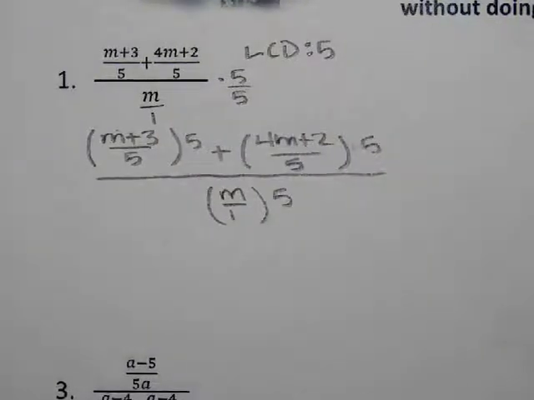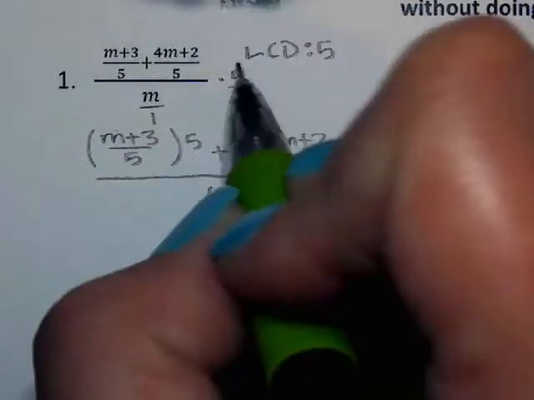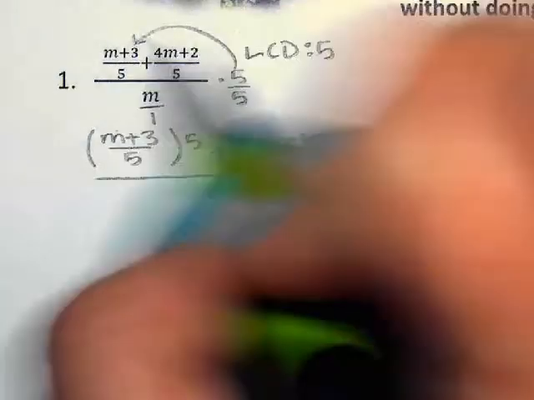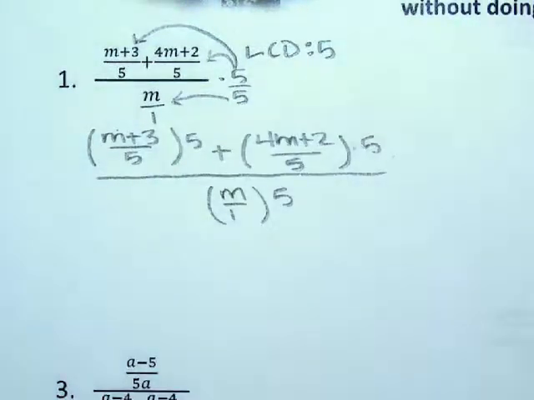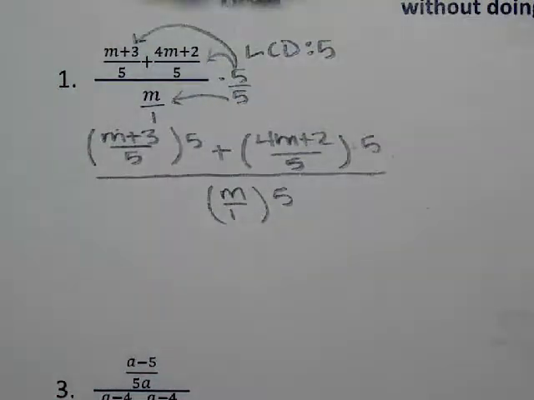Is there any confusion so far? I was able to multiply by 5 over 5 because multiplying by 5 over 5 is multiplying by 1. And when I multiply by 1, I'm not changing what it equals, right? I'm just changing what it looks like. Still equals the same thing. So I basically took this 5 and I distributed it, and took that 5 and I multiplied it right there. Any confusion so far? We good?